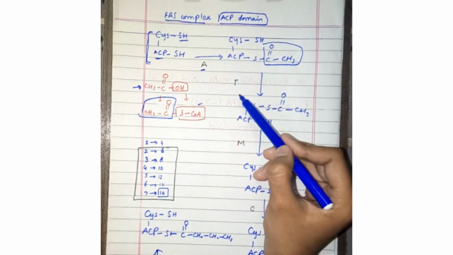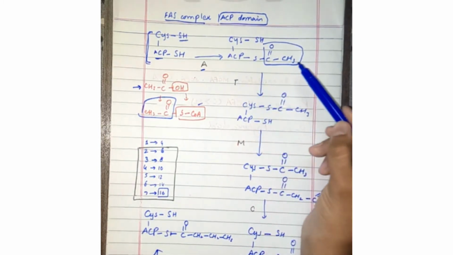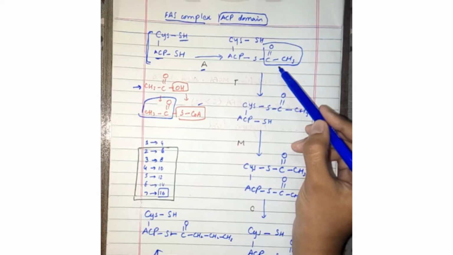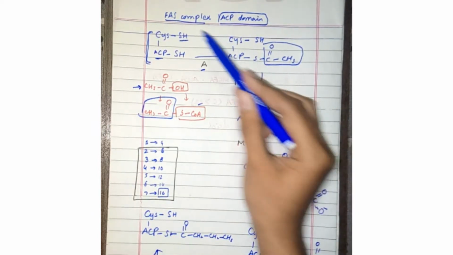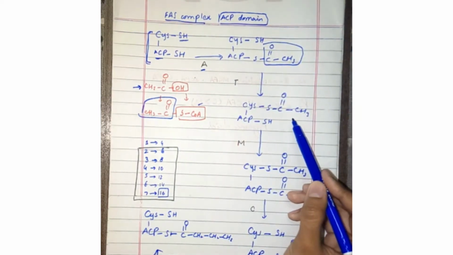The next step is transpiration. Transpiration is the transfer of this acetyl part from the thiol group of the ACP domain to the thiol group of the cysteine residue of the fatty acid synthase complex. So here it is so simple.